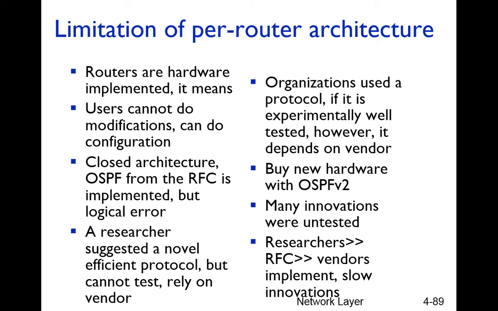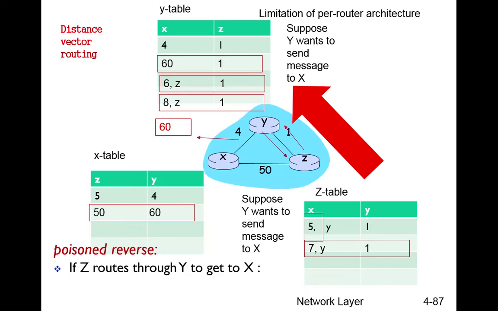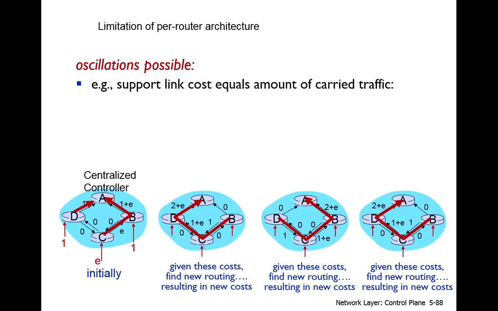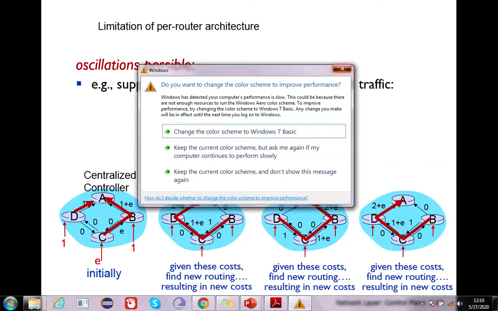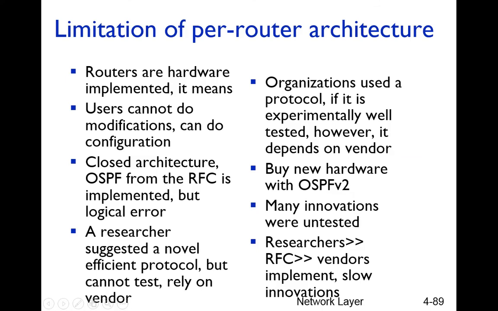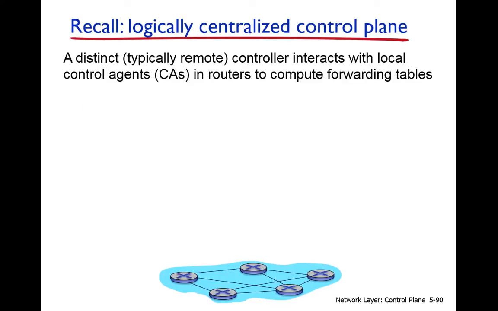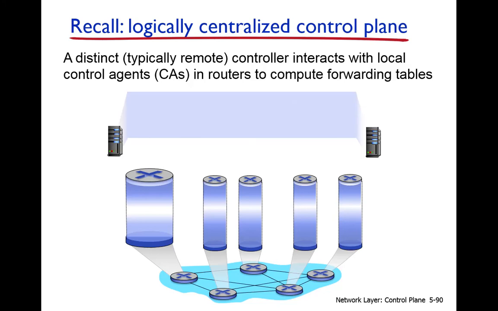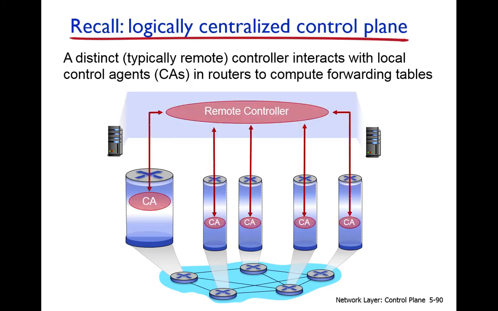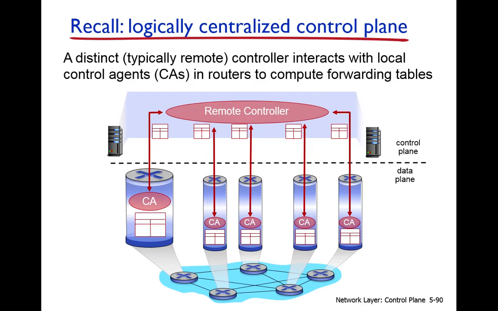These are also limitations of the per-router architecture. We have discussed the per-router architecture limitations. The first limitation, in the distance vector routing protocol, was the count to infinity problem or poison reverse problem, a loop. Second, we discussed the oscillation problem. These are the technical problems, and similarly we also discussed these limitations. Further, we are now going to see what SDN does, or how SDN works. In SDN, what does it do? It basically separates the data plane.